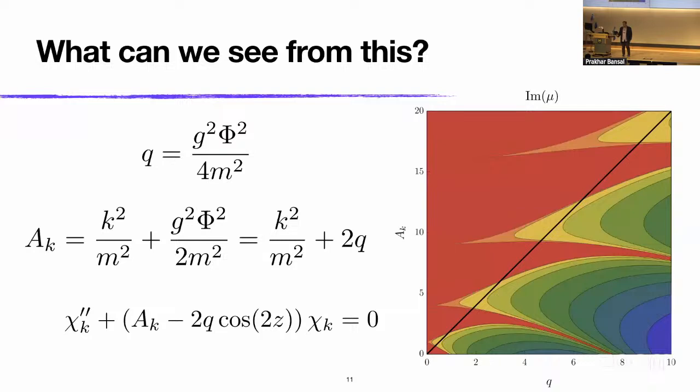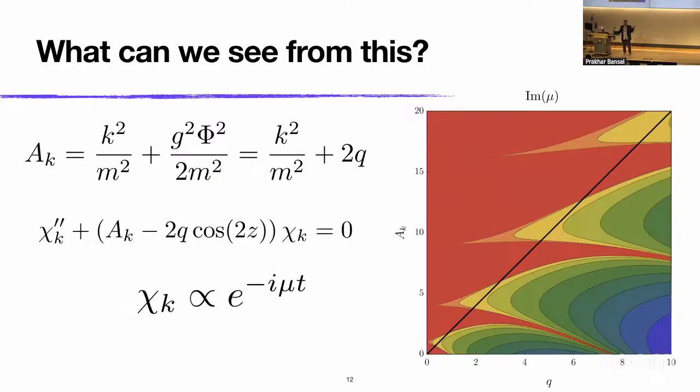For the rest of us, what this means is that I'm going to choose some value of K and some value of G squared. I'm going to calculate what the A is and what the Q is, and then I'm going to look at this plot to find out whether or not it lies inside one of these colorful bands where the solution is unstable, or in one of the red regions where the solution is stable.